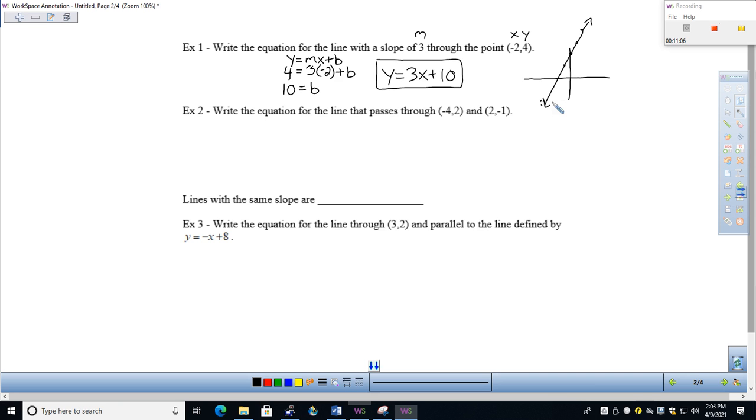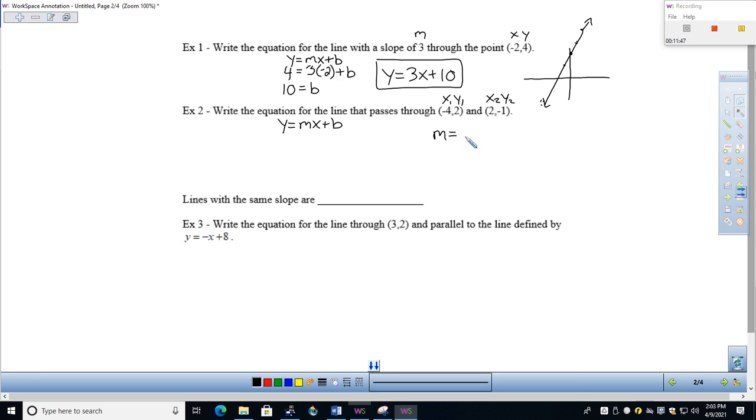Let's move on to example 2. Write the equation for the line that passes through these 2 points here. It doesn't have to be first point, second point, but I'm going to go ahead and label it as such. So x1 and y1 right there, x2 and y2 right there. And again, what I'm thinking in my head is I need the slope and I need the y-intercept. I have neither in this particular case. And so my first order of business is to find the slope. That comes first.